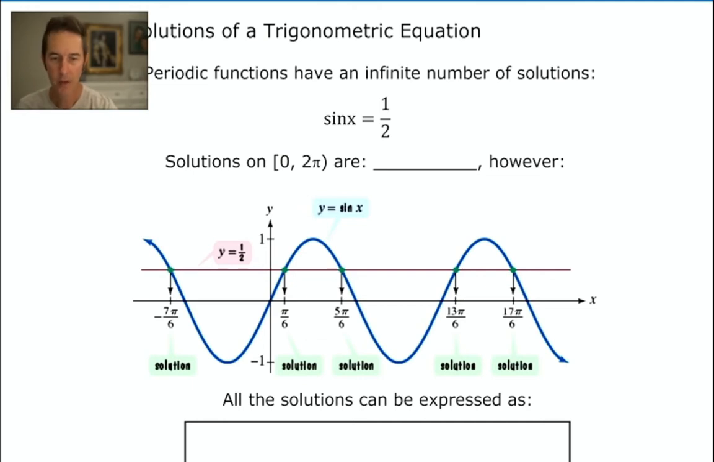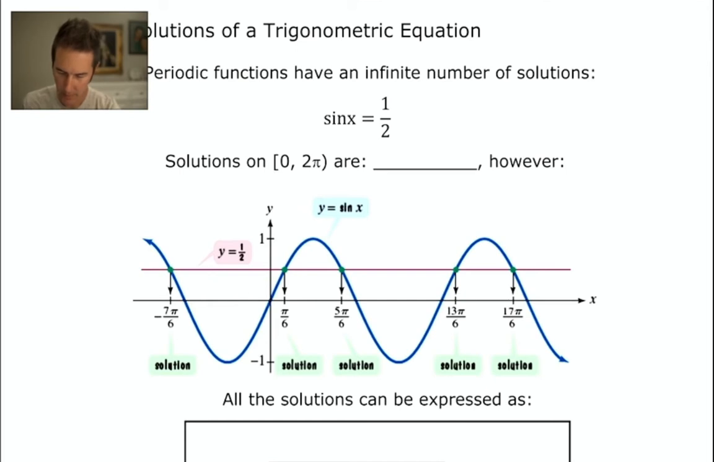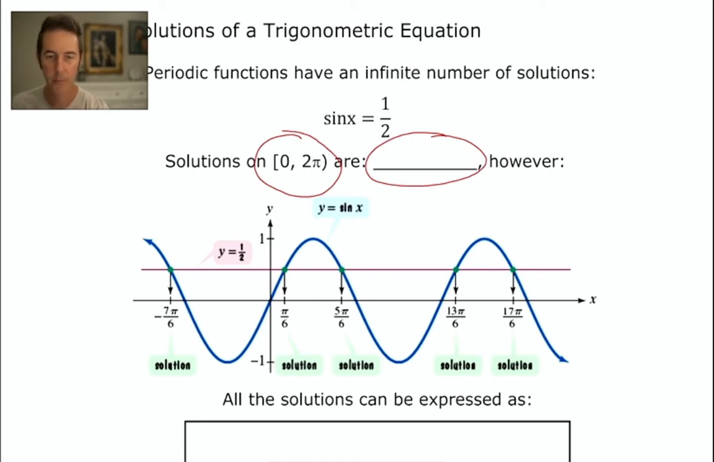So the solutions on this interval, I have to turn my pen on for that to work. There we go. On this interval, the solutions are pi over 6, 5 pi over 6, 13 pi over 6, and 17 pi over 6. You can write in those solutions here and separate each one of those values by a comma. We're not including the negative 7 pi over 6 because that's not on that interval from 0 to 2 pi. We only want those 4 solutions that appear here.